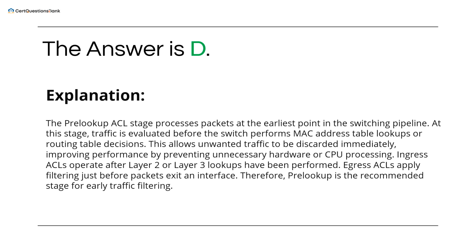Ingress ACLs operate after Layer 2 or Layer 3 lookups have been performed. Egress ACLs apply filtering just before packets exit an interface. Therefore, pre-lookup is the recommended stage for early traffic filtering.